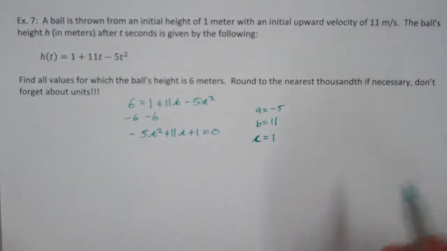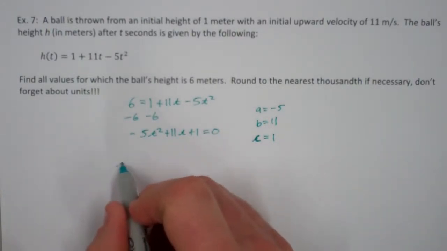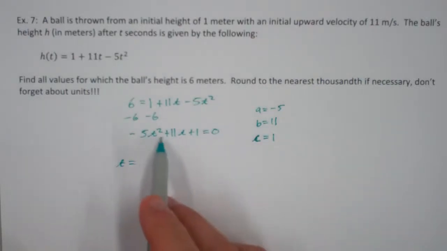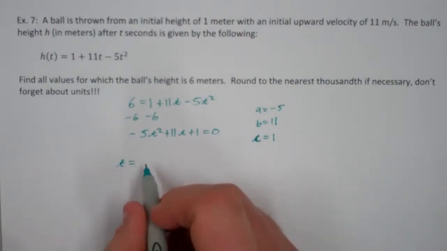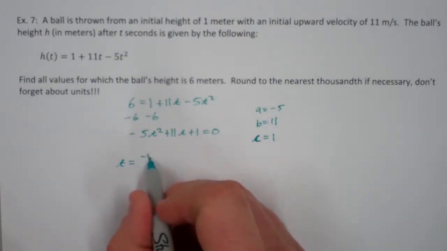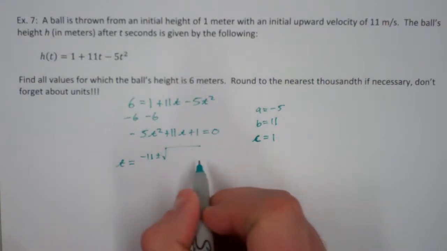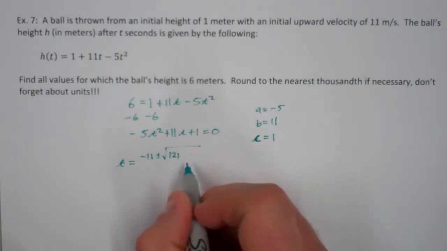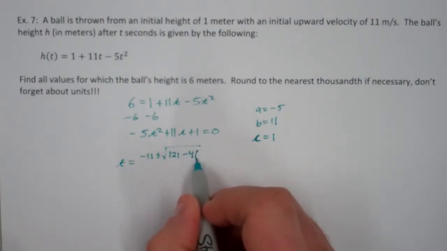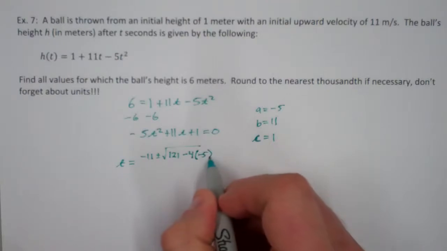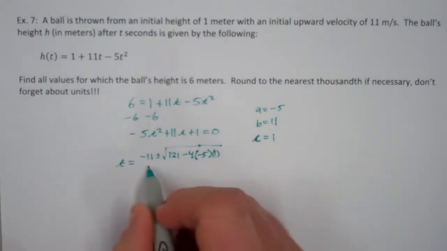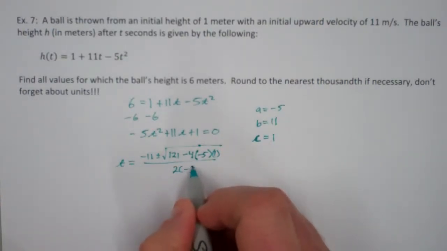We're actually trying to find t here. So we're going to use the quadratic formula. t is equal to, that variable, which could be x or t or whatever, is going to be equal to the opposite of 11 plus or minus the square root. b squared is 121 minus 4 times a times c, and that's all over 2 times negative 5.